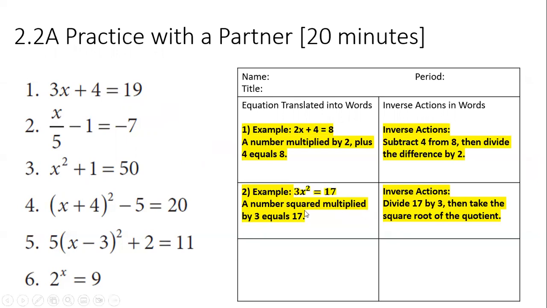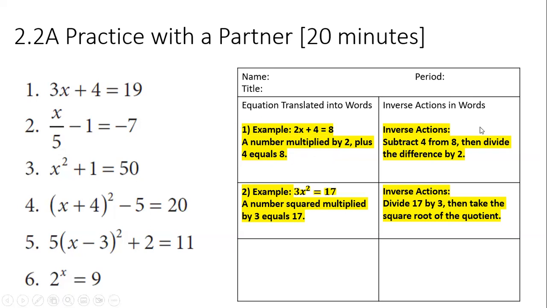So if you look right here, here's an example of me doing my work. On my left-hand side, my problem was 2x plus 4 equals 8. I wrote it as a sentence: a number multiplied by 2 plus 4 equals 8. Okay. Notice that I wrote a number. That's because x is a variable. And what did you define a variable as in your do now last week? An unknown number, right? Some number, an unknown quantity.